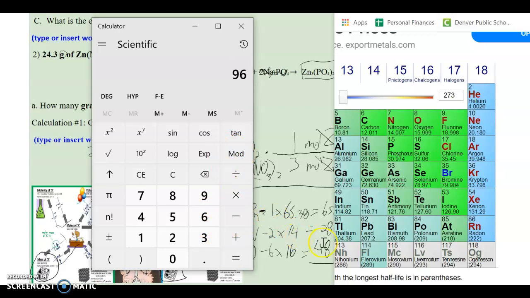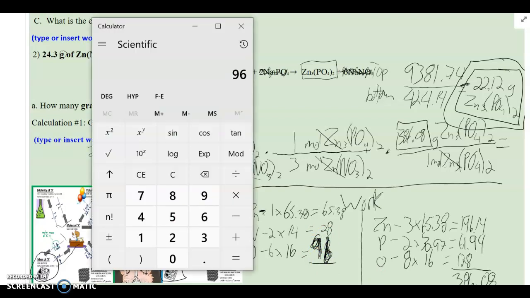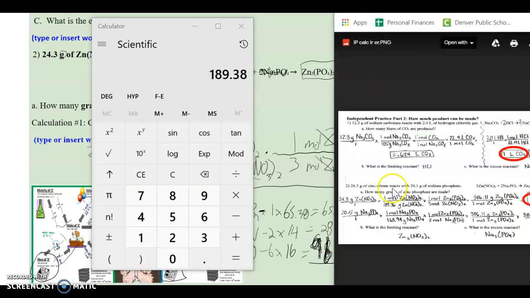So now let me change that and see if we get the same number. I'm going to do 96 plus 28 plus 28 plus 65.38, 189.38. Let's see if that's what the answer key got. Yep, just a slight difference, but it's probably a rounding error, or we just estimated slightly differently.